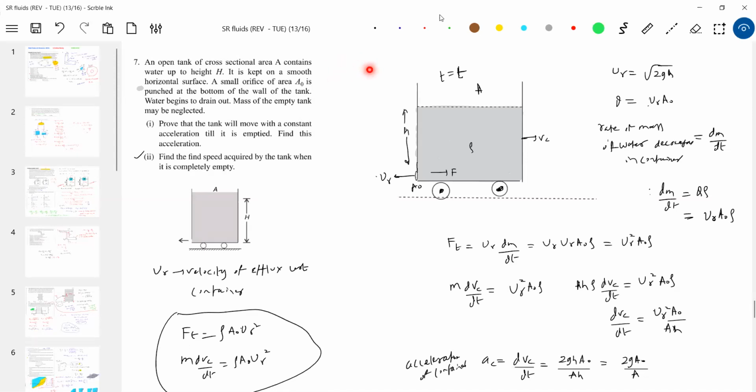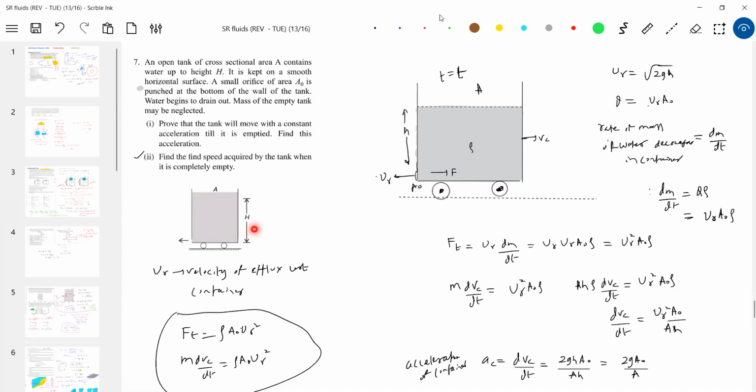You have to ask the question yourself. Okay, let's do one thing. Initially, the level of liquid is H. So you read the question now. A small orifice of area A0 is punched at the bottom of the wall of the tank. Water begins to flow out. The mass of the empty tank may be neglected. The tank will move with a constant acceleration till it is emptied. Find this acceleration.